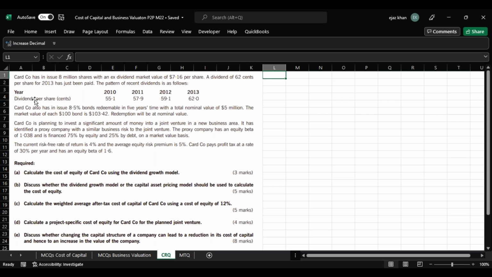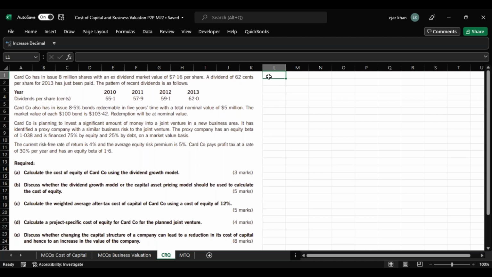Okay, we have a question. This is a past exam question, Card Company. In this question, we have to find out the cost of equity using the dividend growth model. Then there is a discussion whether the dividend growth model or the capital asset pricing model would be used. Third is again a calculation: calculate the weighted average after-tax cost of capital of Card Company using a cost of equity of 12%. Calculate a project-specific cost of equity for Card Company for the planned joint venture. And then there's another discussion whether changing the capital structure of a company can lead to a reduction in its cost of capital and hence to an increase in the value of the company.